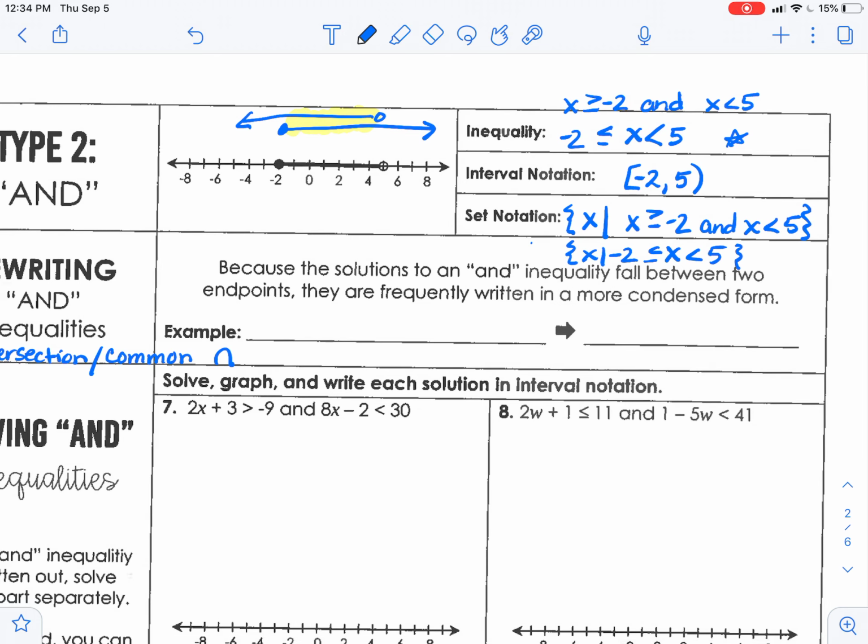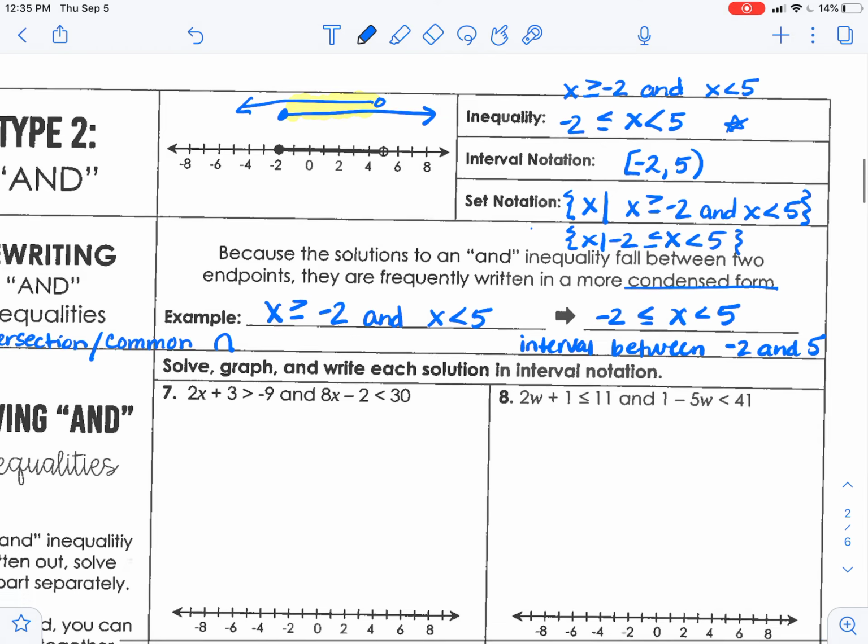Okay, and so that is what they're talking about here on the next line. So again, my answer could be written this way, or we can condense it, okay, condensed form, which looks like this. And again, a lot of times we'll refer to this as the interval between, okay? So we could say the interval between negative 2 and 5, okay? And let's see, I put an equal sign there that I didn't need, so let me erase that.